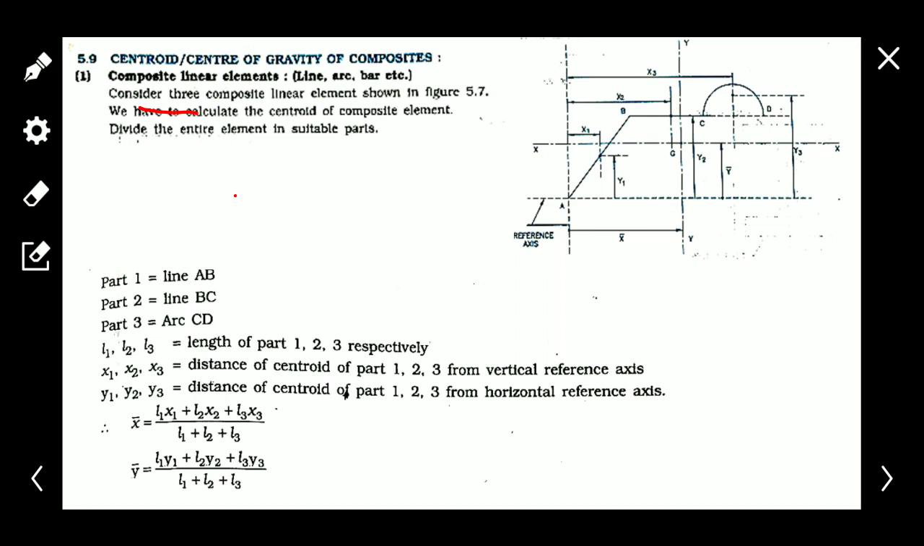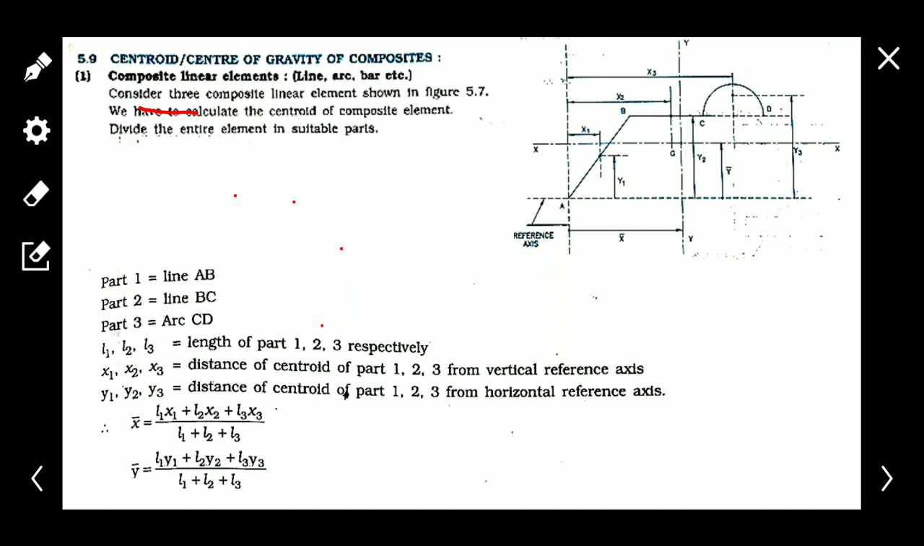So first consider the composite line element or linear element, meaning wire type elements, in which only the length is considered and no other dimensions, because its weight is very low, so it is negligible. So only length is considered for the wire element.